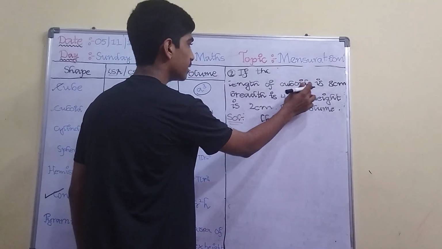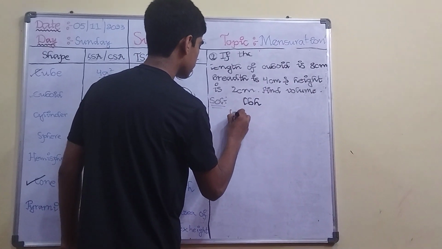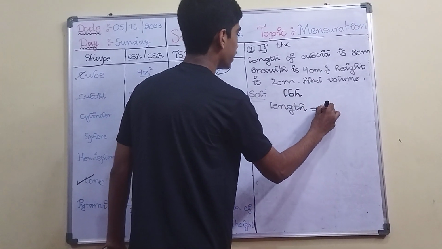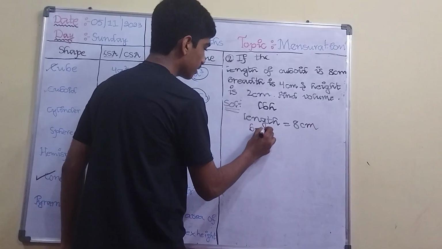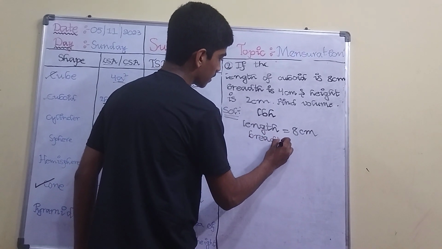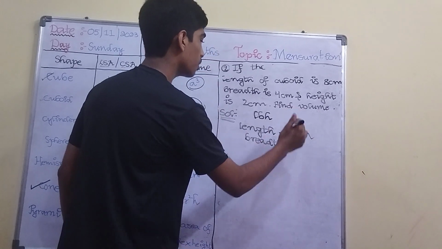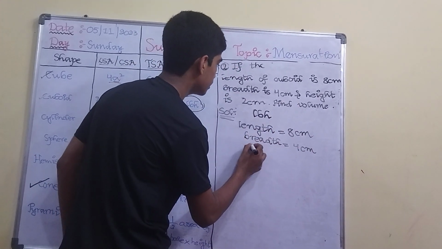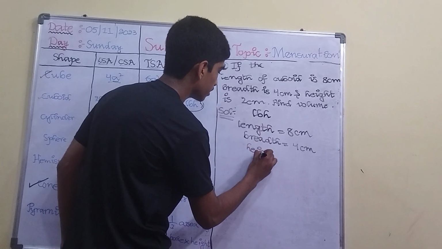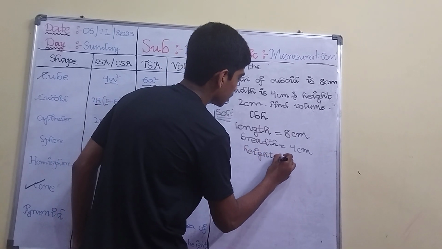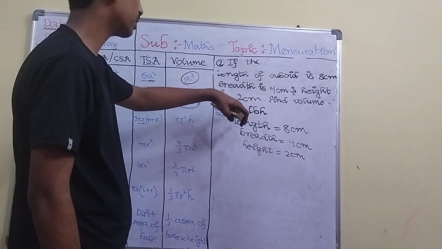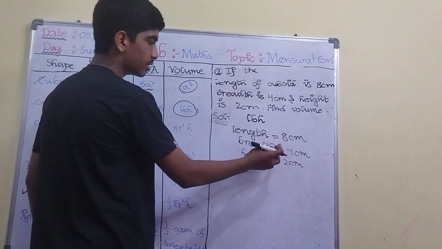What is the length given here? 8 centimeters. Length is equals to 8 centimeters. Breadth is 4 centimeters. And the last one, height, is 2 centimeters. So these are the three given conditions for the cuboid. LBH is equals to 8, 4, 2.